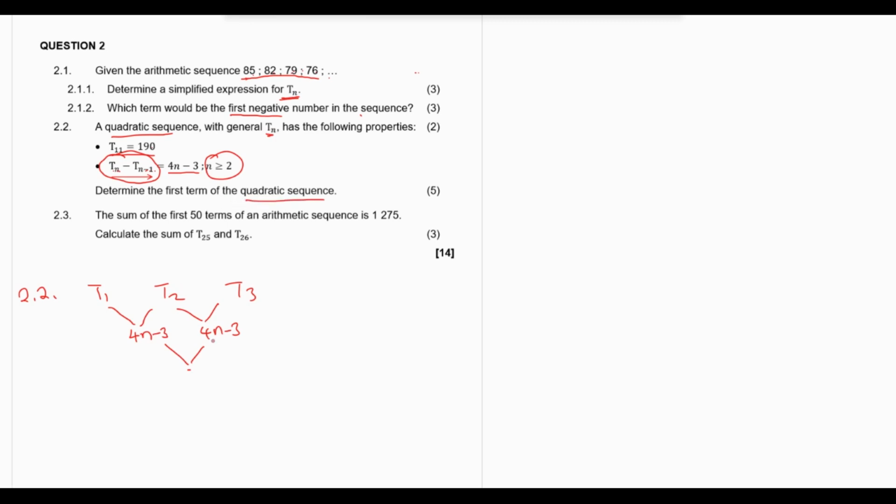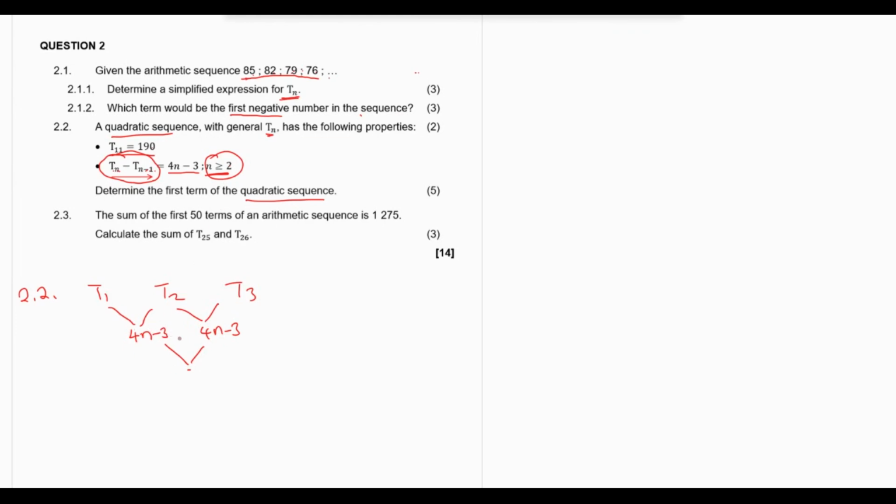We want to find the first term of the quadratic sequence. We're told that n should be greater than or equal to 2. So it means for our first term, we're going to put 2 where there's n.